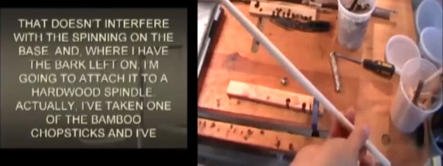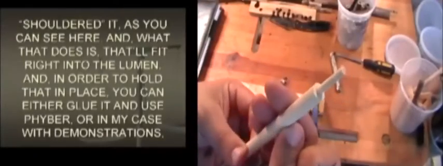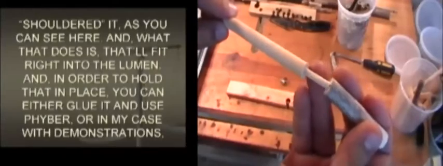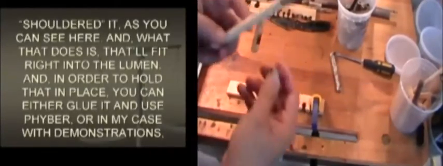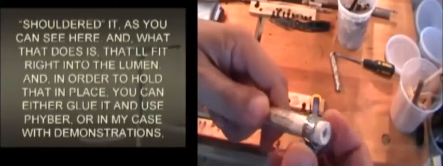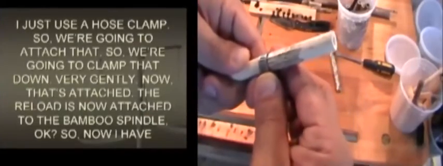Actually, I've taken one of the bamboo chopsticks and I've shouldered it, as you can see here, and what that does is that'll fit right into the lumen, and in order to hold that in place, you can either glue it and use fiber, or in my case with demonstrations, I just use a hose clamp.